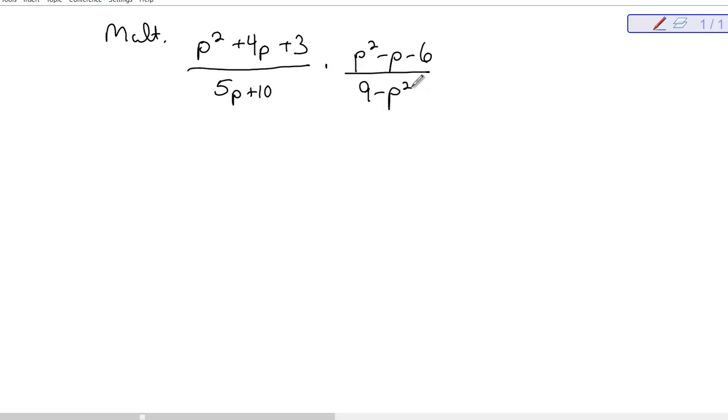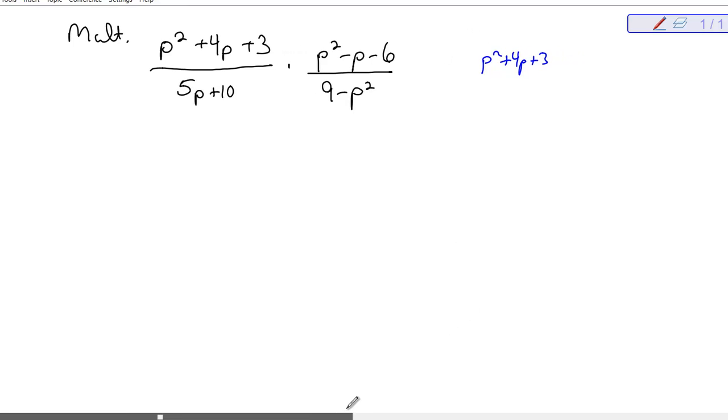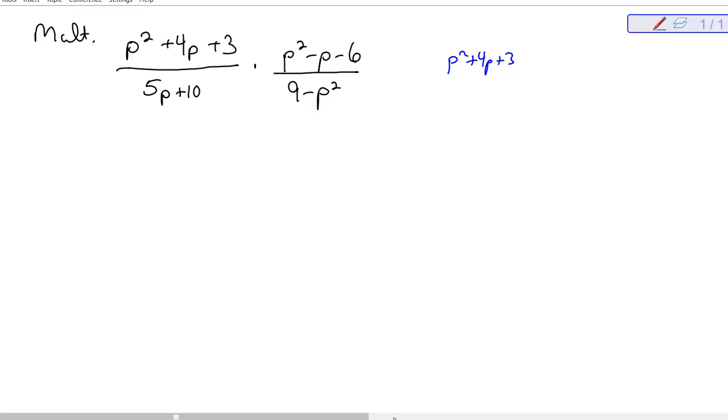Notice that each numerator and each denominator is going to need to be factored. So this may be where, over on the side of your paper, you may have to do a little bit of work for factoring. So let's look at the first numerator, p squared plus 4p plus 3. I want to multiply to get me a 3, add to get me a 4. Well, that's going to be 1 and 3. So that's going to be p squared plus 3p plus 1p plus 3.